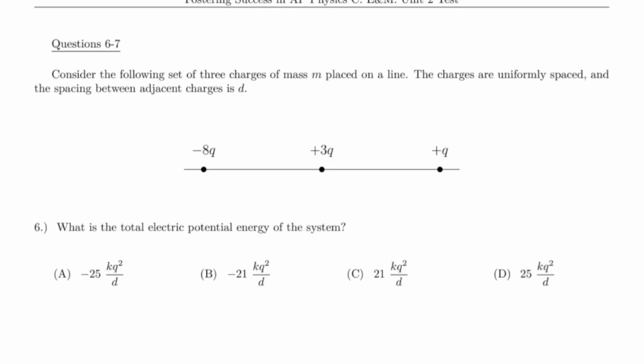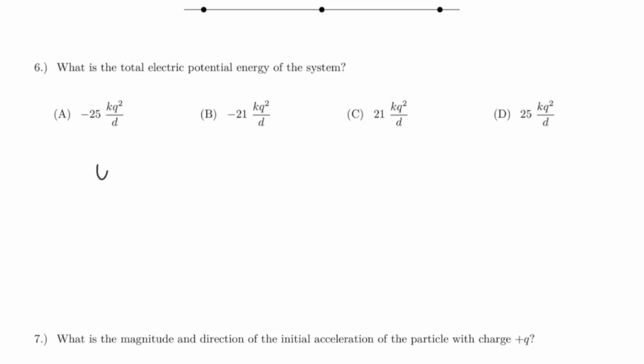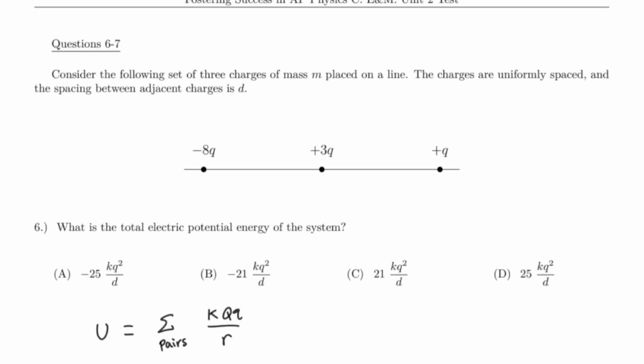All right. We have grouped 6 and 7 because I lack foresight, apparently. So we got 3 charges in a line. Adjacent separation is d. So what's the total electric potential energy? So electric potential energy is the sum over all pairs of kqq over r. So let's just do that.